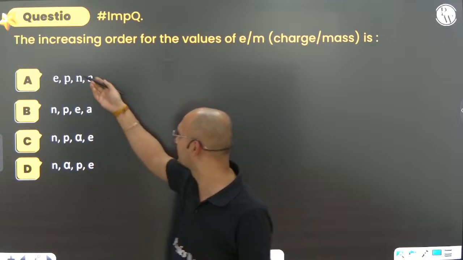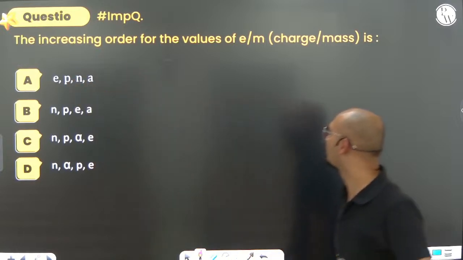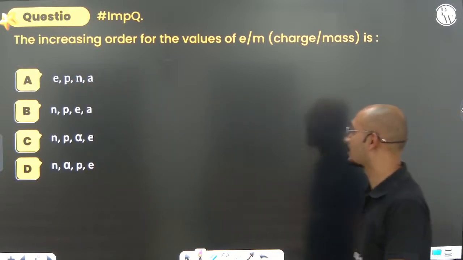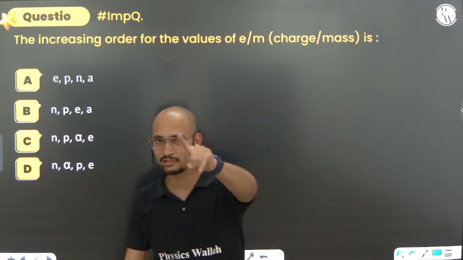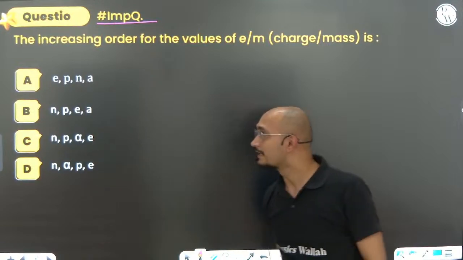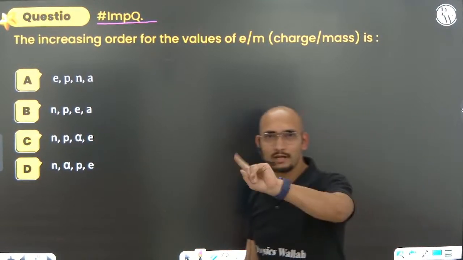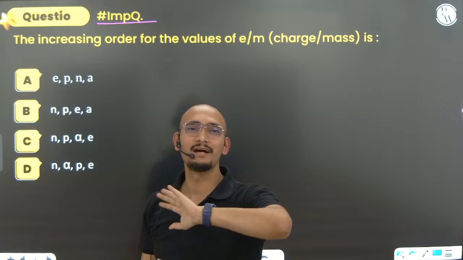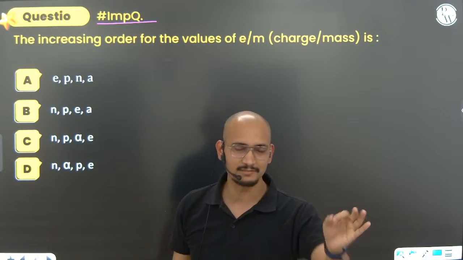Now the next question is the increasing order of the values of e by m ratio, that is the charge by mass ratio. It is a very important type of question. For e by m ratio, always remember, you are not going to use the actual mass for finding e by m. No, never. Just relative mass.